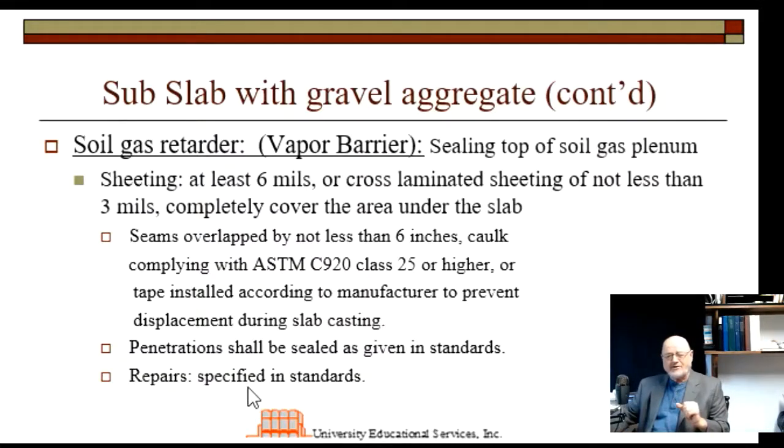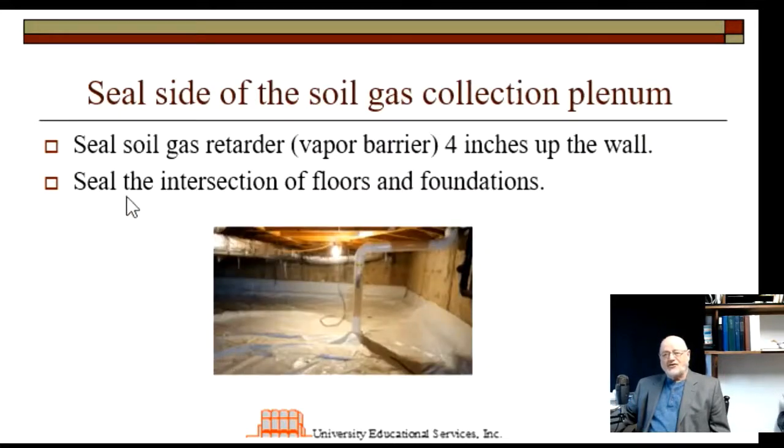Same thing with repairs. If there's a rip in the plastic, how do you repair that? Same thing, it's either tape, caulking, and an additional piece of plastic on top of that. Really very easy things to accomplish. The soil gas retarder should run 4 inches up the wall.